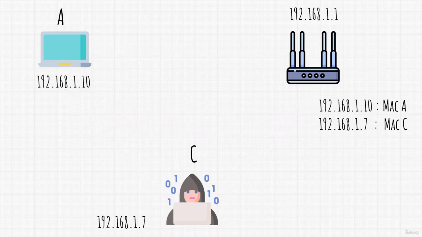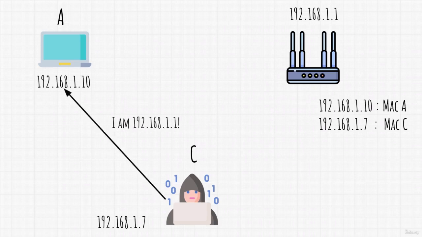For example, what if I, from my Kali Linux machine, craft an ARP response and send it to machine A saying that I am 192.168.1.1, which is the router. We know that machine A uses the router to communicate with the internet. Therefore, once we send machine A an ARP response and tell it that we have the IP address of the router, it will start sending its packets to us instead of the router.